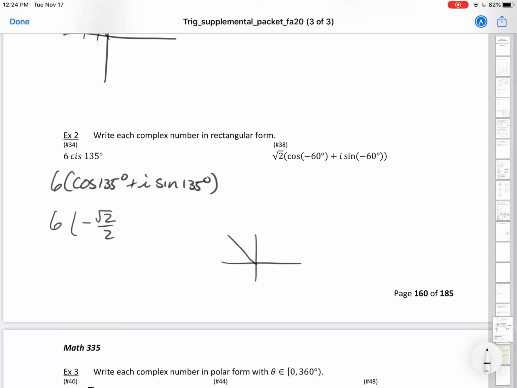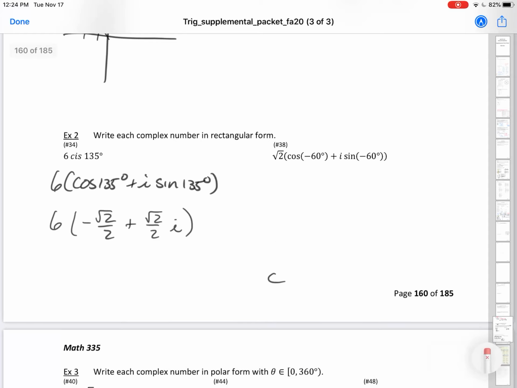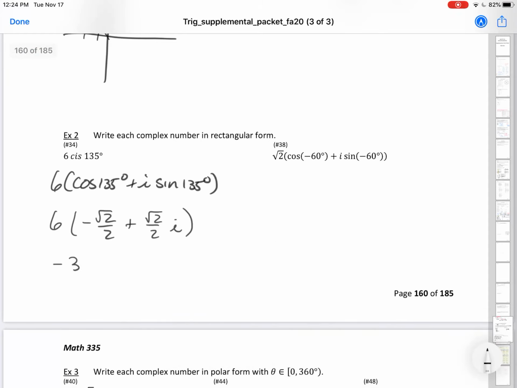It's in the second quadrant, has a 45-degree reference angle, so it's going to be a root 2 over 2, and all students take calculus. So the cosine will be negative, but the sine will be positive. Now we're not done yet. We need to distribute through. When we distribute the 6 through, we get negative 3 root 2 plus 3 root 2 i. And we're finished. That's the rectangular form of that.